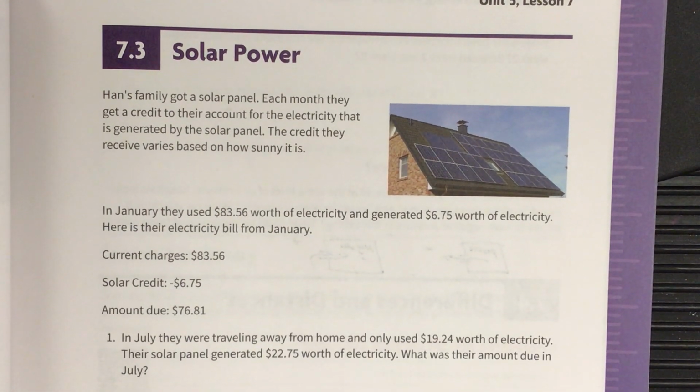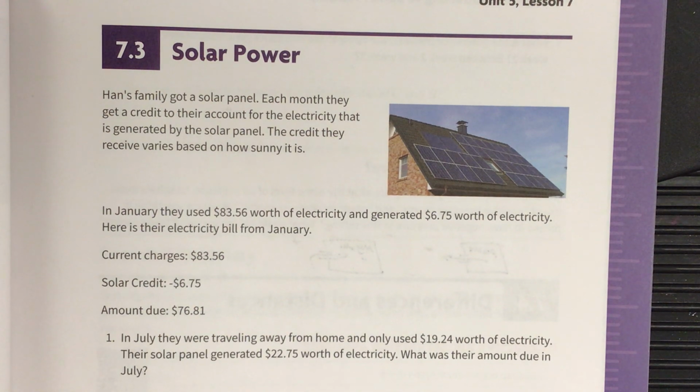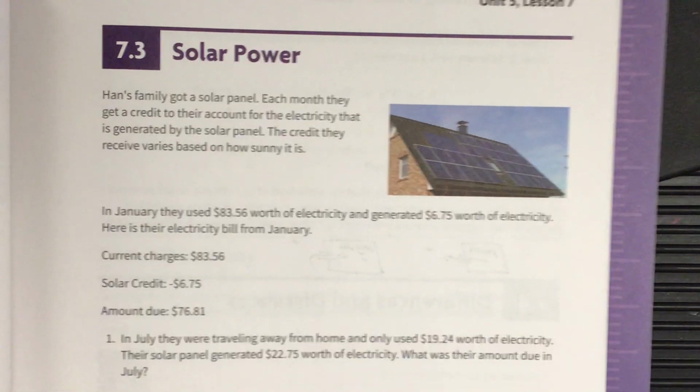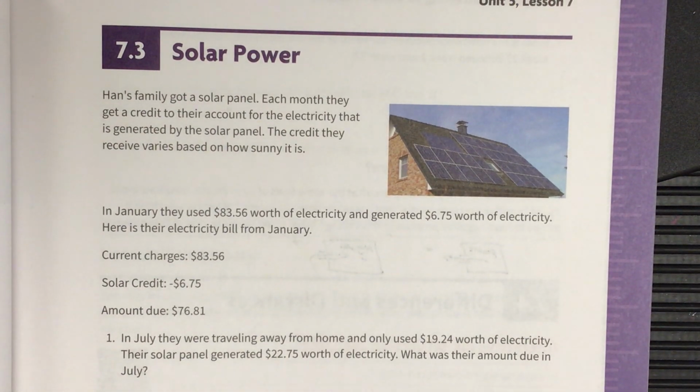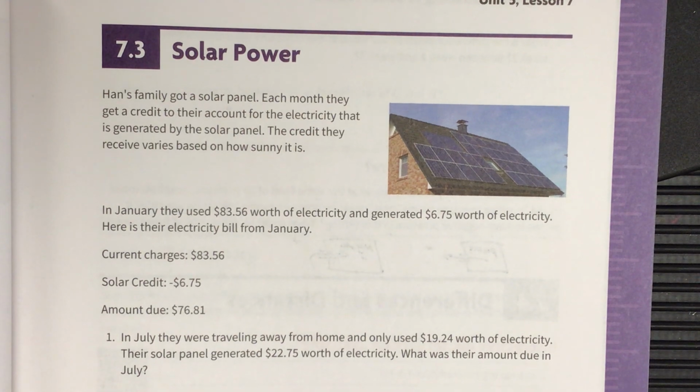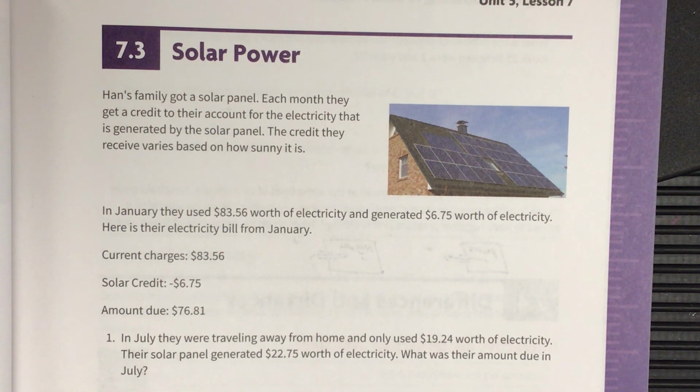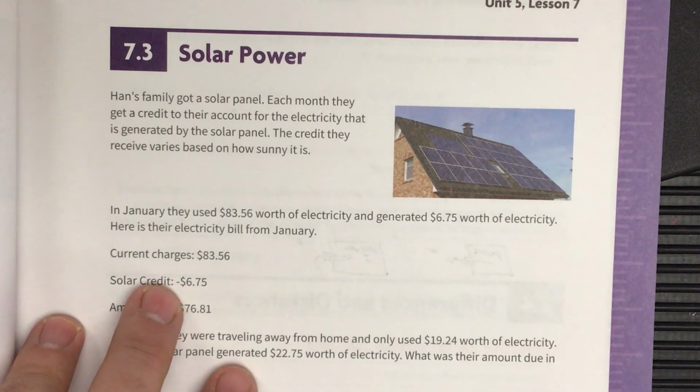Hans family got a solar panel. Each month they get a credit for their account for the electricity that is generated by their solar panel. So they spent the money on a solar panel. So the electricity that they generate from the sun, they don't obviously have to pay for. The credit is based on how sunny it is.